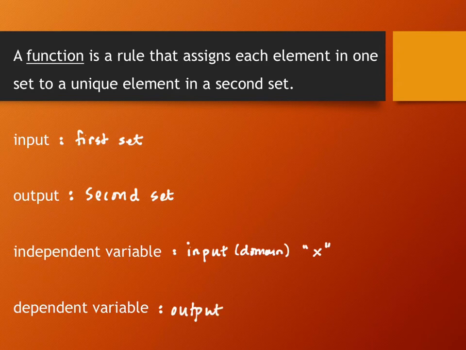Does anybody remember what the output is called? If the domain is the input, what is the output? Range. It's range, right. And again, for the most part, we call this either y, or we're going to have a new notation for it in a moment. I'll write it in here as well, which is f(x).